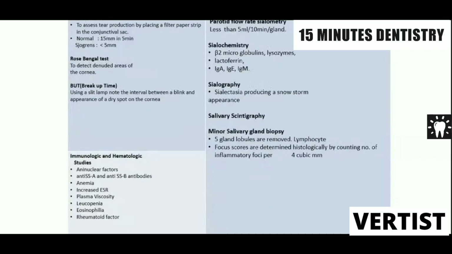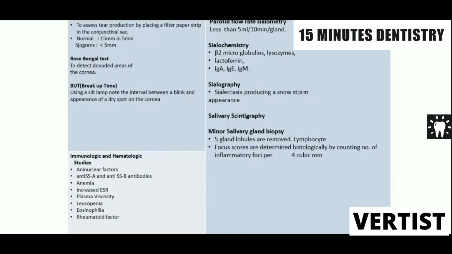Now, investigations would include ophthalmic studies and salivary studies. Ophthalmic studies include Schirmer's test, where you place a filter paper in the lower conjunctival sac to know the wetness, thus assessing the lacrimal function. Rose Bengal test can be done with Rose Bengal dye, to know the denuded areas of the cornea, which take up the dye. Break-up time is a test done using a slit lamp and noting the interval between a blink and appearance of a dry spot in the cornea.